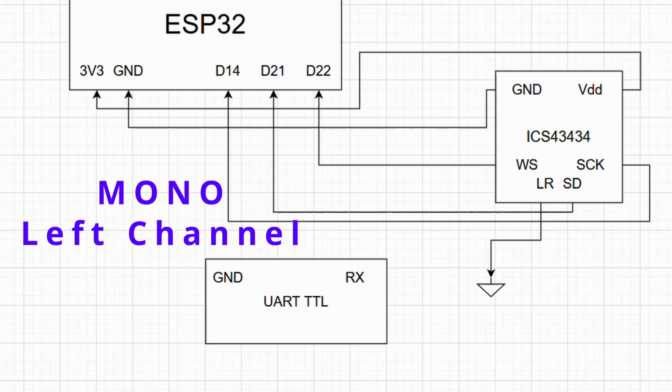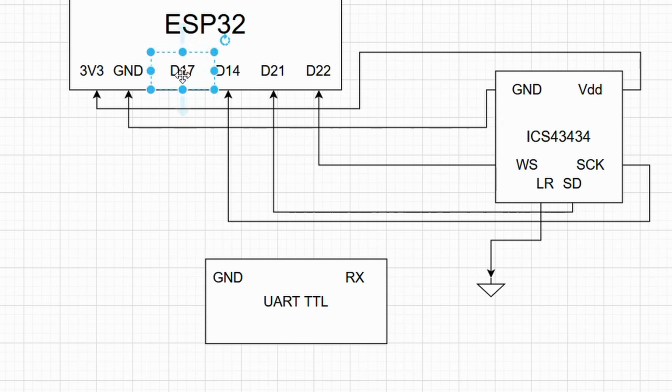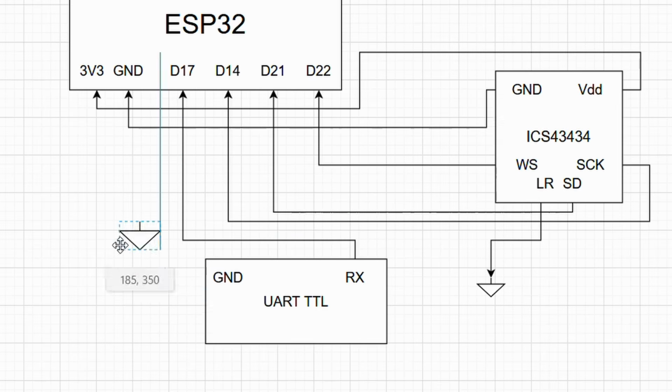For the UART part, connect the RX pin of the USB TTL module to the TX pin or GPIO 17 of the ESP32 and connect ground to ground as usual. That's it. Pretty simple, right?